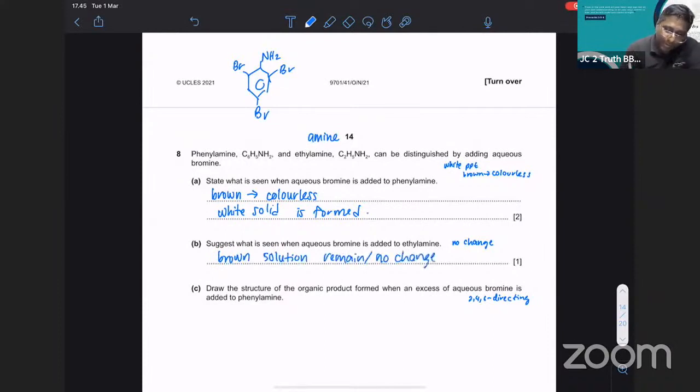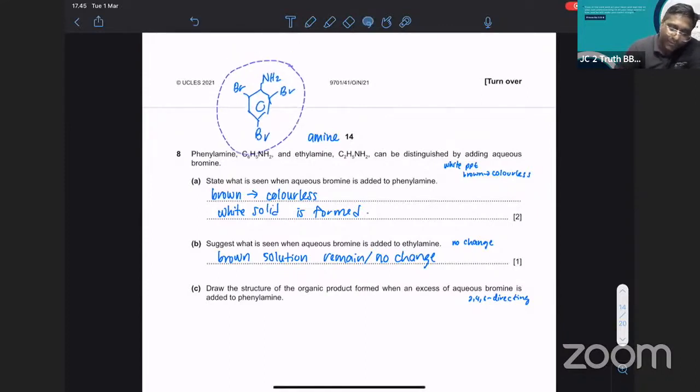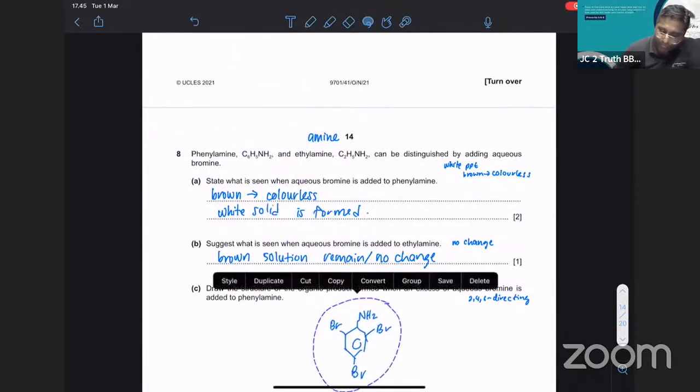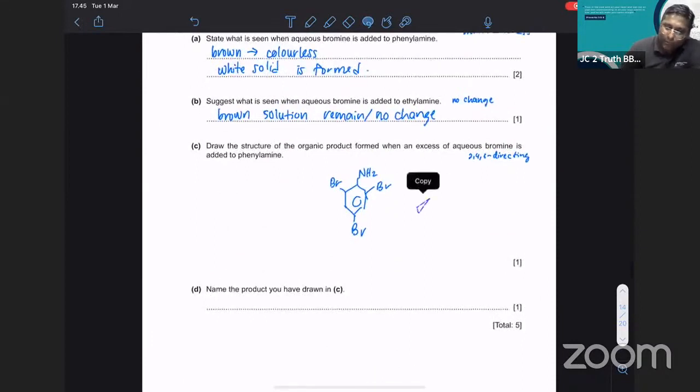Then draw the structure of the organic product formed when excess aqueous bromine is added to phenylamine. I told you phenylamine is 2,4,6 directing. If you are using excess, all the 2,4,6 positions are going to be used up. So this is what is going to be formed. Name the product that you have drawn over here: this is 2,4,6-tribromophenylamine.